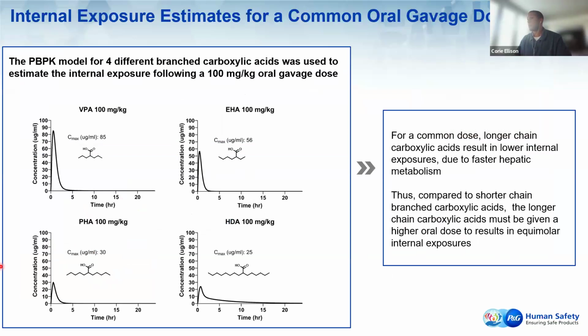We then use the PBPK models to estimate the internal exposures that would result from a common oral dose to rats. The PBPK model for each chemical was set up to simulate an oral dose of 100 milligrams per kilogram, and then the plasma concentration from the simulation was recorded. And this is shown in the figure here on the slide. And for a common dose, the longer chain carboxylic acids result in a lower internal exposure, and this is due primarily to the faster rate of hepatic metabolism that we saw with the in vitro data. And what this means is that when trying to achieve equivalent internal exposures, the longer chain carboxylic acids must be given a higher dose.